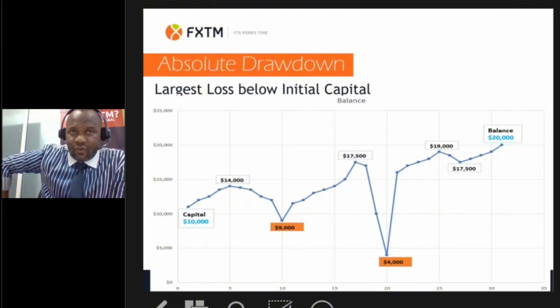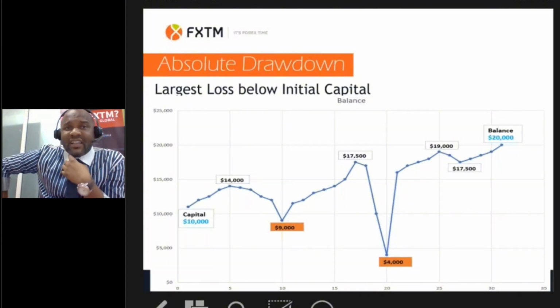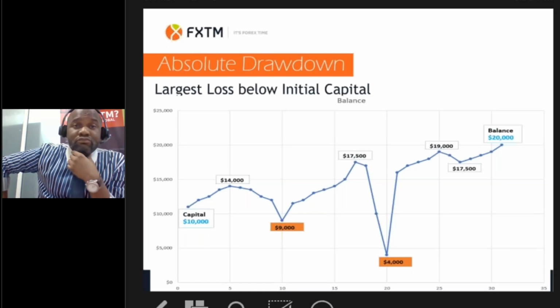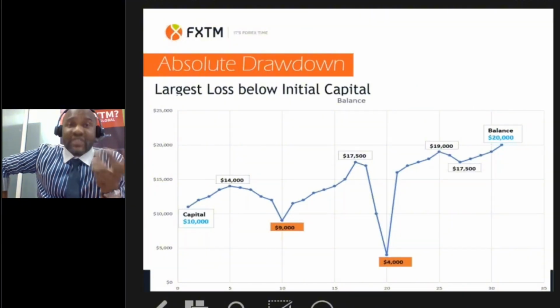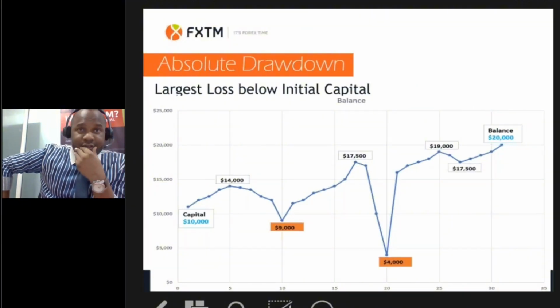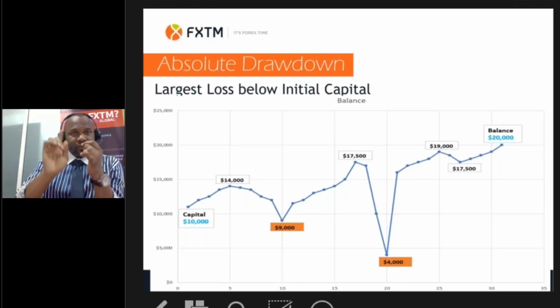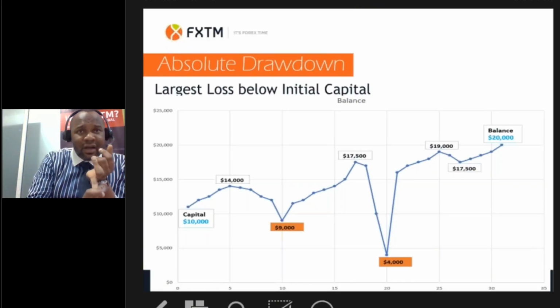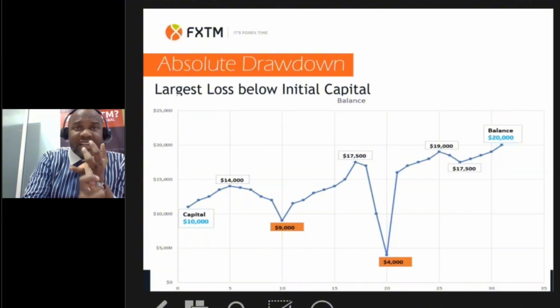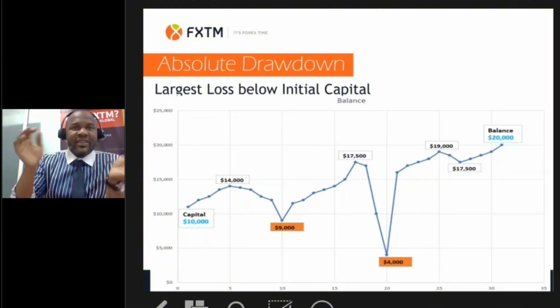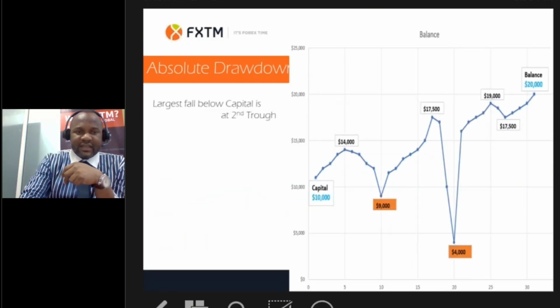So you want to know whether the strategy you are using has gone below your starting capital before, or you're following a manager or a trader from one of these analytical websites and you want to know if the guy has even lost below his capital at some point. You'll find out. Is that okay? Yeah, you find out from the absolute drawdown. So again, we have maximal drawdown, relative drawdown, and absolute drawdown, and they all mean three different things entirely.